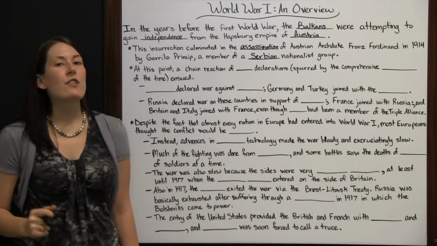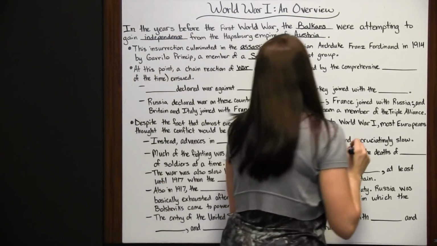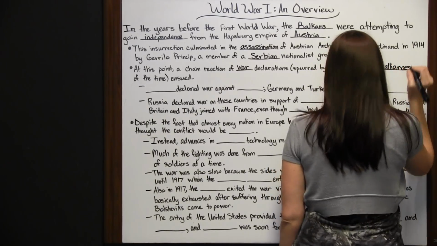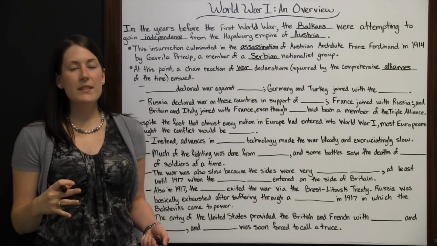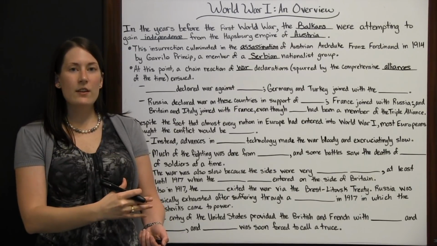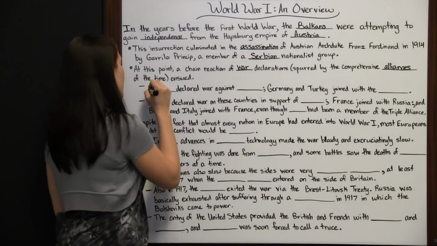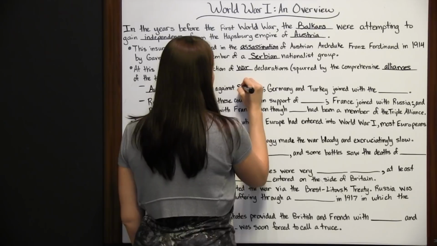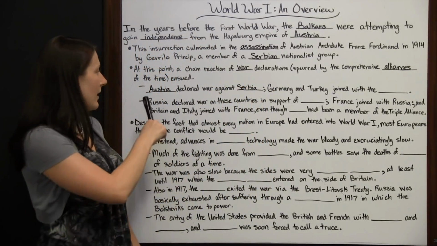And at this point, a chain reaction of war declarations, spurred by the comprehensive alliances of the time, ensued. So because lots of different nations in Europe at this time had formed alliances, when one country declared war, other countries in their alliance were supposed to back them up. So obviously, Austria was going to declare war against Serbia, because Serbia had sent one of its members to assassinate the Austrian heir.